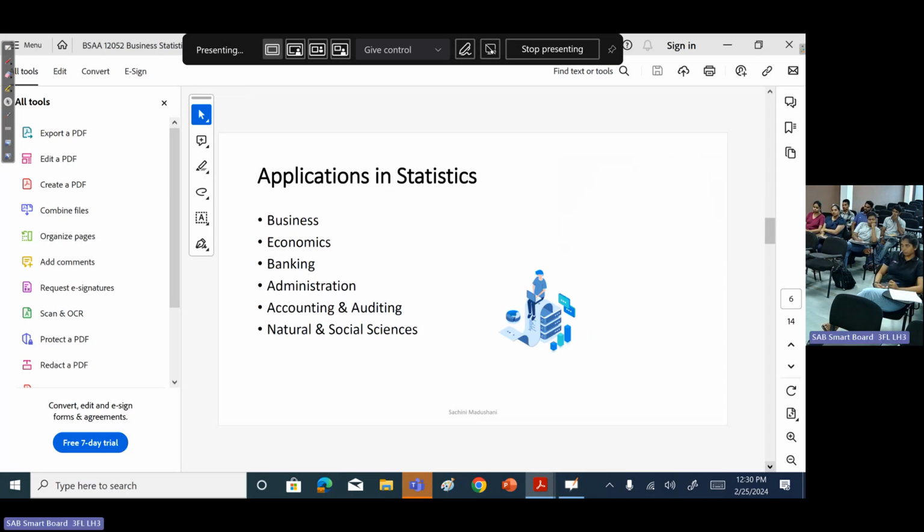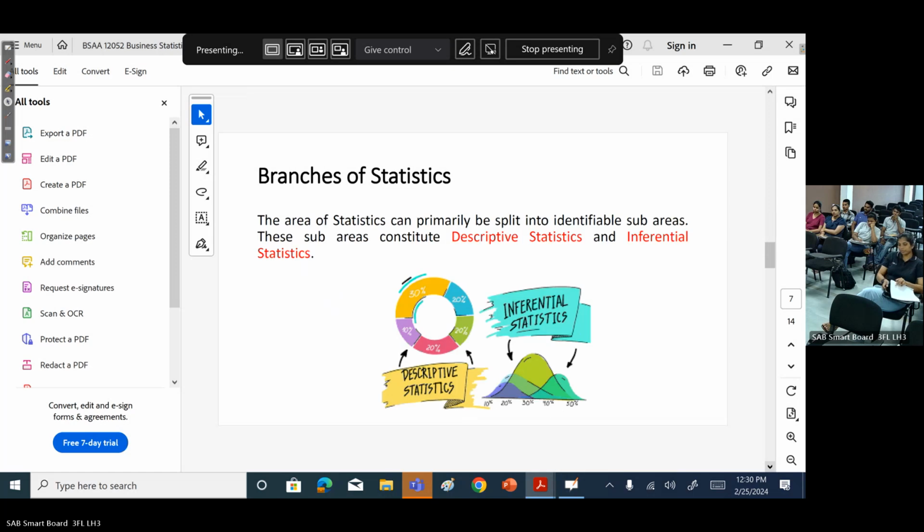Then we move into the branches of statistics. Statistics is a subject, and statistics is a process. In statistics, there are 2 types: descriptive and inferential statistics. Now you know statistics is a process, and the 5 steps are included in it. Then we can divide statistics into 2 groups: descriptive and inferential.